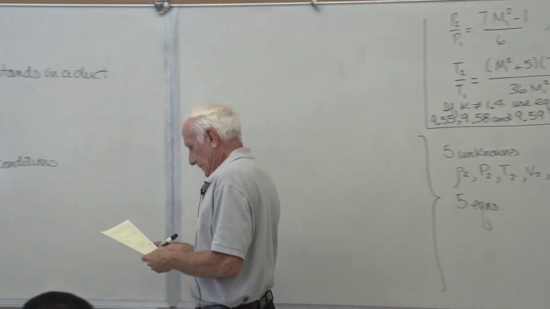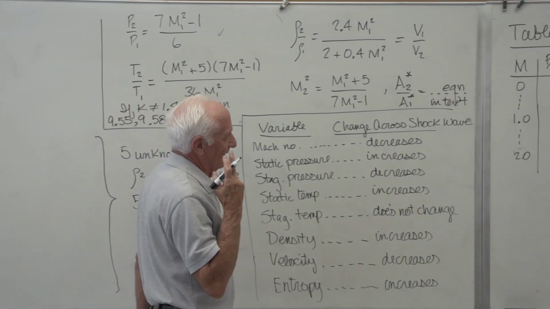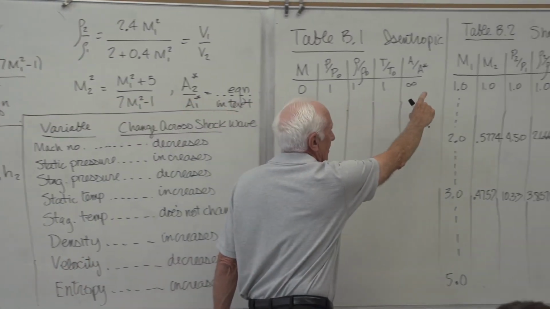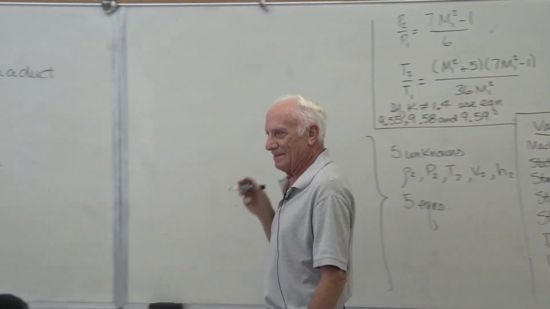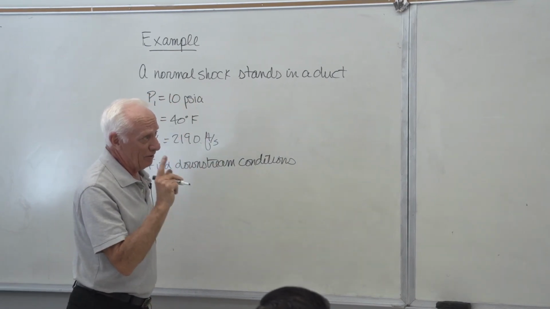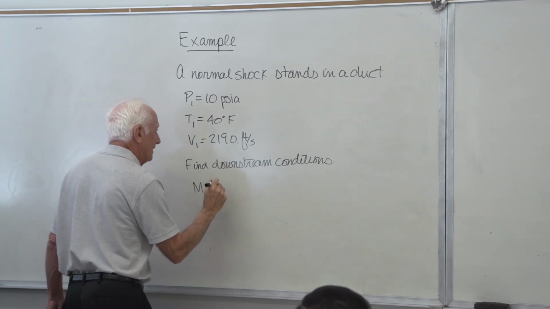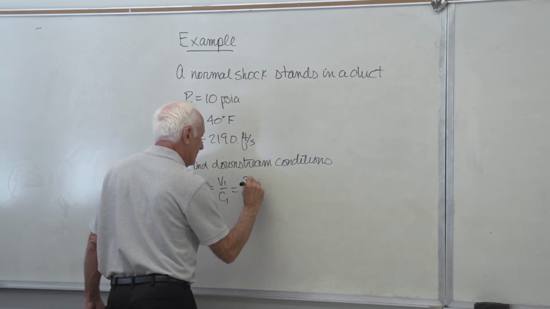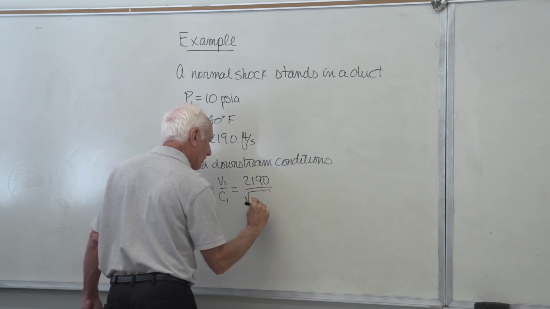Okay. First step, all of these tables and equations have a Mach number in the first column. Mach number in the equations. Conclusion, if I can find the Mach number, I can do a lot of stuff. So the first thing you do is try and see if you can find the Mach number. I want to find Mach number 1. M1 equals V1 over C1. Good, I know V1, 2190, divided by the speed of sound in a perfect gas, the square root of KRT.